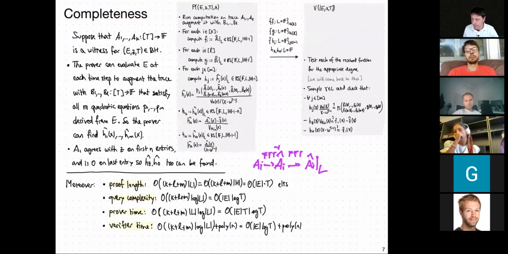Good question. All right, so Bogdan has a question about soundness, but we have soundness on the next page, so we'll talk about soundness next page. Any further questions on completeness or complexity measures?